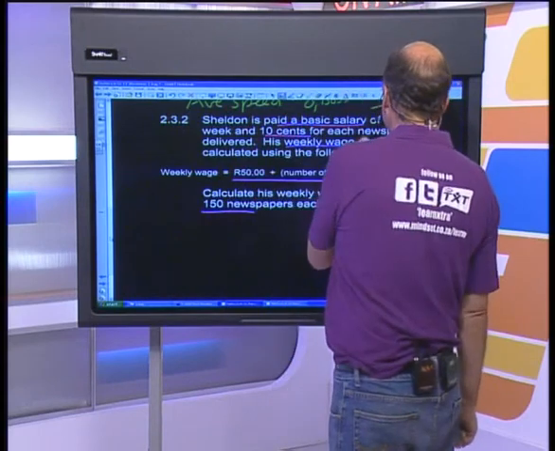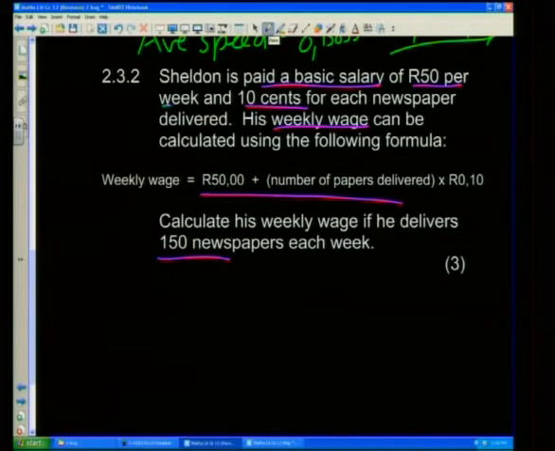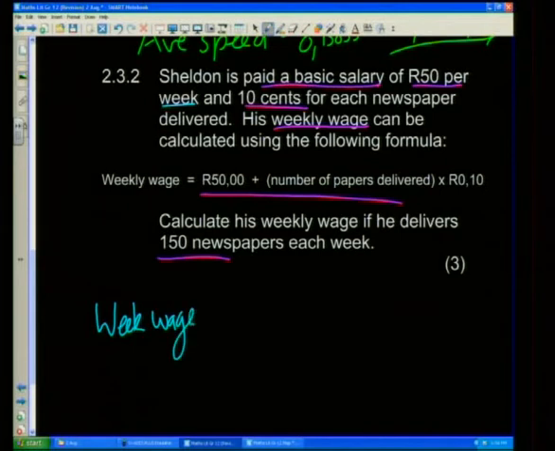So we're told he's paid a basic salary of 50 Rand per week, 10 cents for each newspaper delivery. His weekly wage can be calculated using the following formula. Calculate his weekly wage if he delivers 150 newspapers. So the first thing, weekly wage: he starts off with 50 Rand plus the number of newspapers. Well, we're told that he's delivered 150 newspapers.